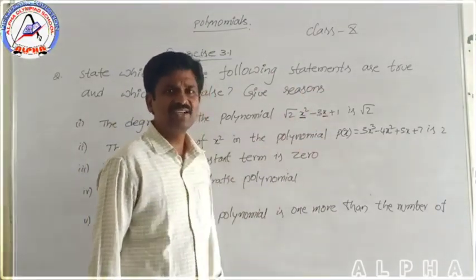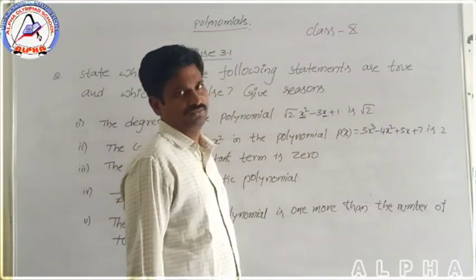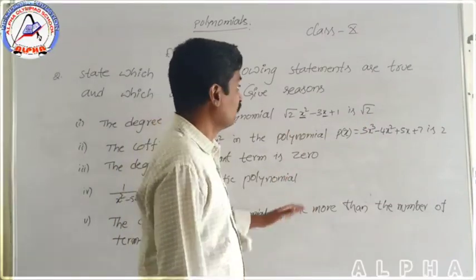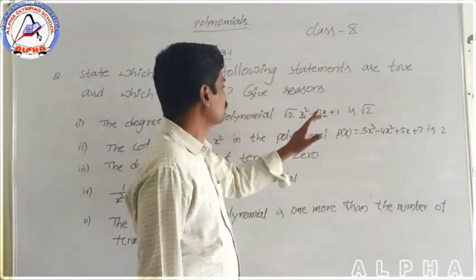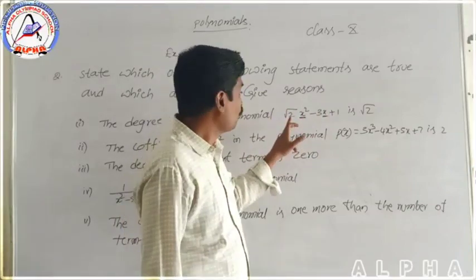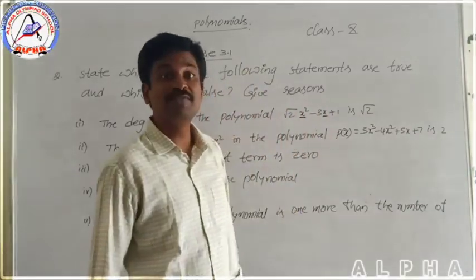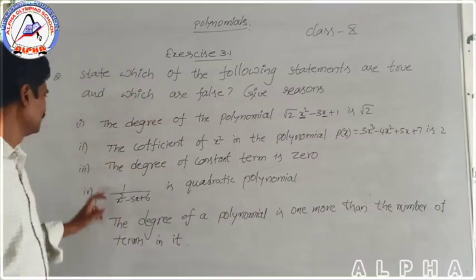Its degree is 2, but here it is given as root 2. That's why it is false. Then what is root 2? Square root 2 is the coefficient of x square. Second one.